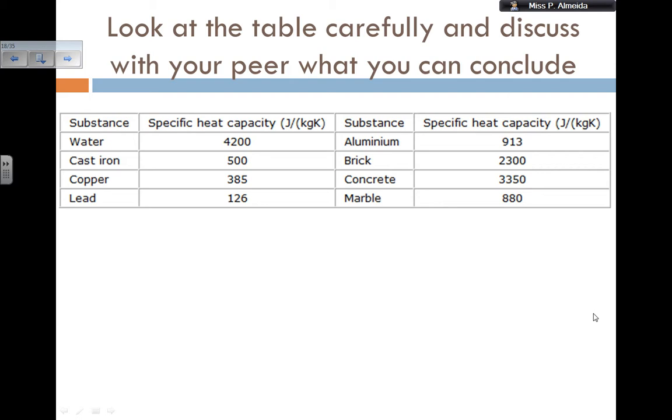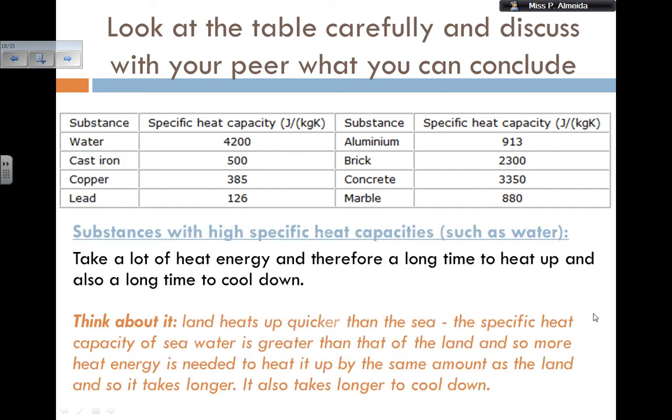And if you look at the numbers, you're going to have some stuff like water with a very high specific heat capacity, concrete as well, and other substances like lead that do not have such a high specific heat capacity. So you can actually apply your knowledge of specific heat capacity to everyday situations.